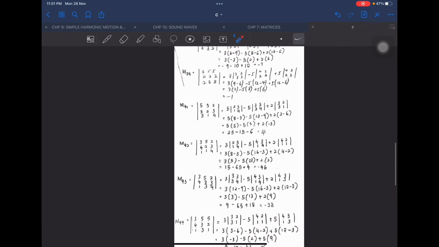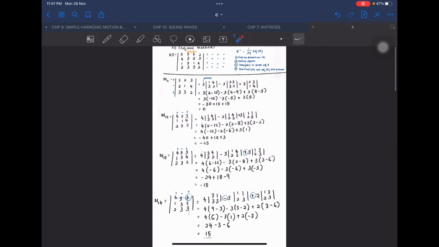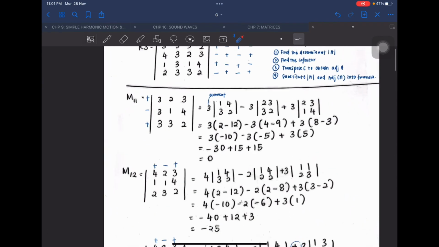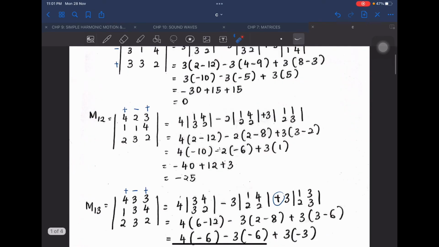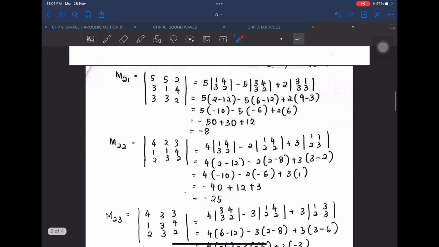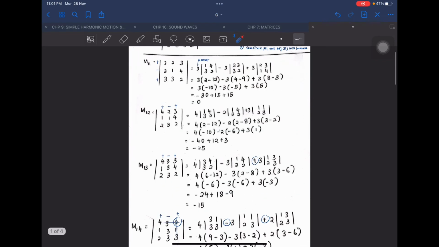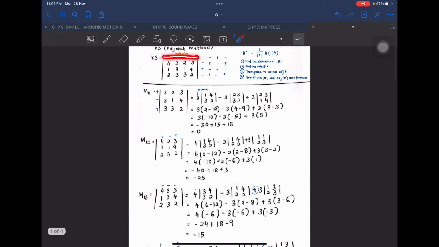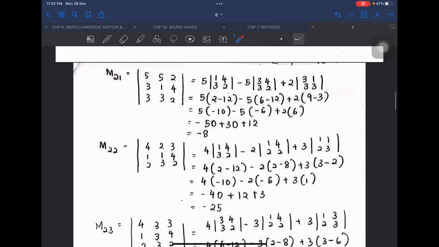So we have to find the 3 by 3 matrix for all of this. So we need to find all the rows and columns. So now we already found row 1 and column 1, 2, 3, 4. So now we need to find row 2 and column 1, 2, 3, 4. So we start off with row 2 and column 1.